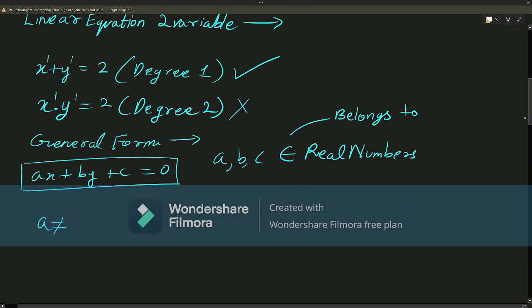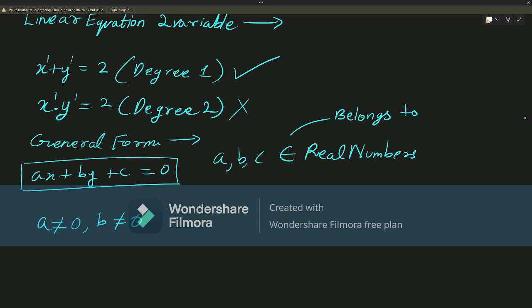Also, a is not equal to 0 and b is not equal to 0, because if these two terms are 0, then what's the point? The chapter's name suggests pair of linear equations in two variables. There won't be two variables, it will be one variable only. Suppose a becomes 0, then by plus c is equal to 0, that's one variable. It will still be a linear equation but not in two variables.